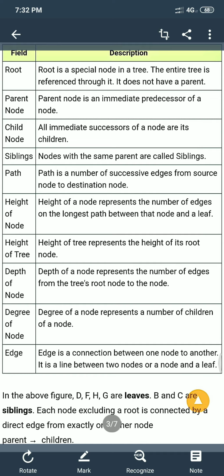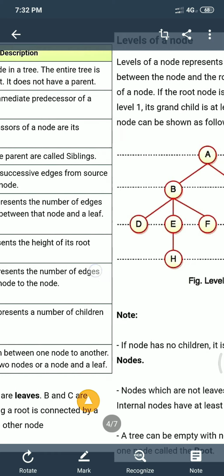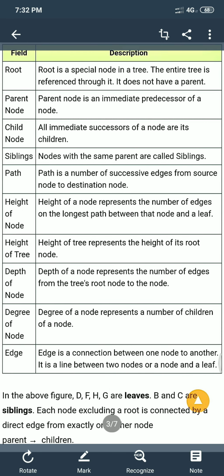Height of a node. The height of a node represents the number of edges on the longest path between that node and a leaf. You could see that in the diagram.